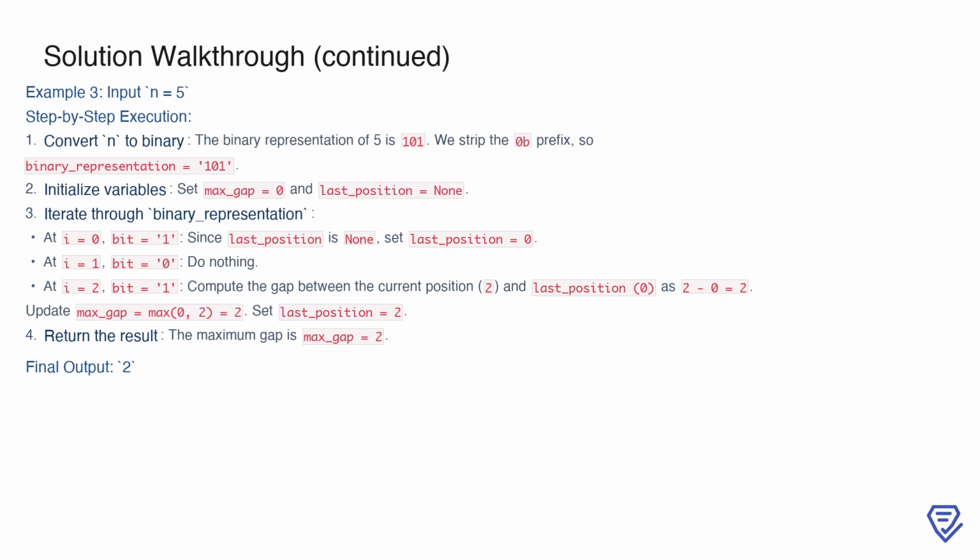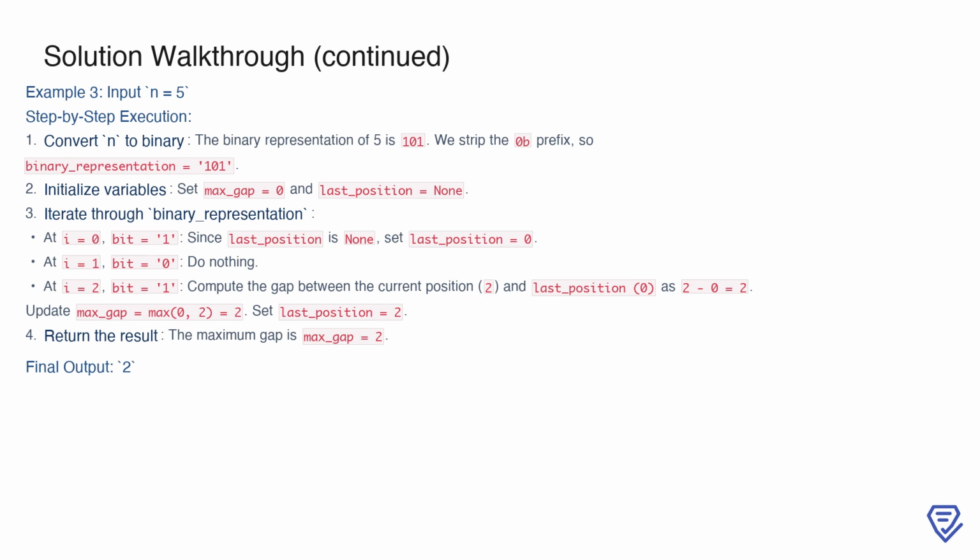At index 0, the bit is 1. Since last_position is None, we set last_position to 0. At index 1, the bit is 0, so we do nothing and move forward. At index 2, the bit is 1.